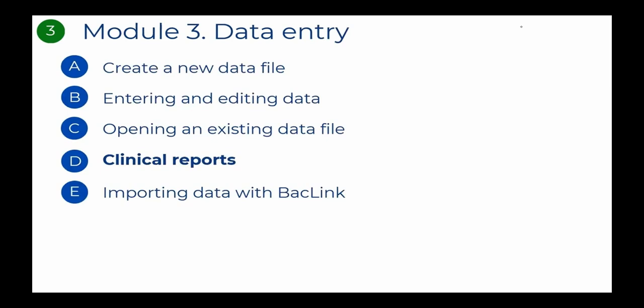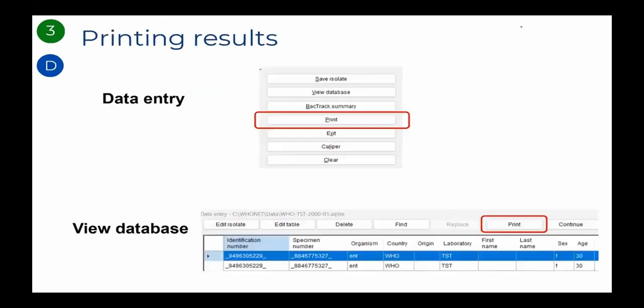Section D, Clinical Reports. We have already seen an option called Print in two places, on the main data entry form and also in the View Database area. I will now click on Print.